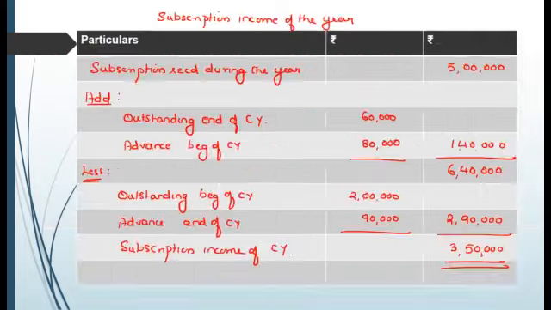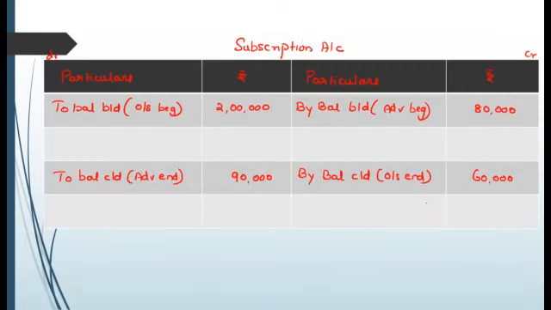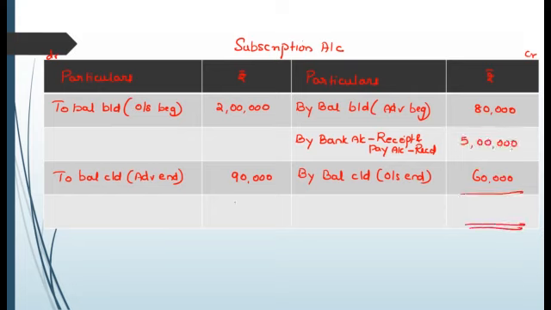Other than that, we have the information of amount received during the year of 5 lakh that has been received. That would come on the credit side as by bank account. This is from the receipt and payment account. You are receiving it, received during the year. That comes to 5 lakh. That's it. There is no other information to be adjusted. Just close the account.